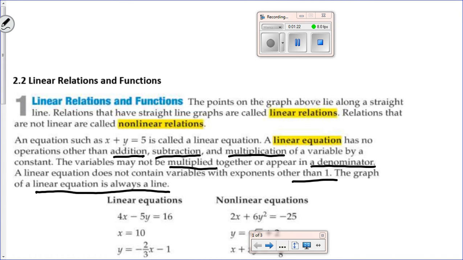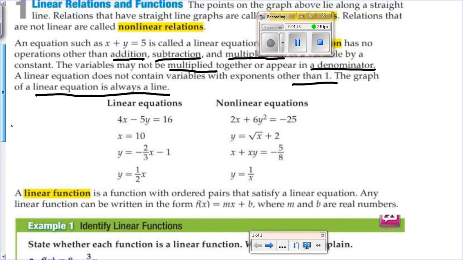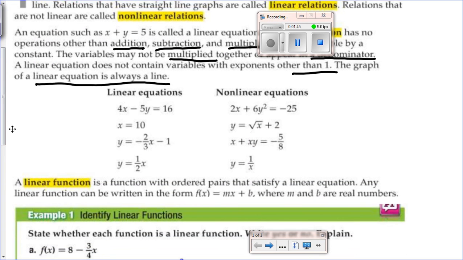Okay, you have some examples here of linear equations. 4x minus 5y equals 16. x equals 10 is linear. y equals negative 2/3 x minus 1, also a linear equation here. Some examples of nonlinear equations. We have there on the right, 2x plus 6y squared equals negative 25.